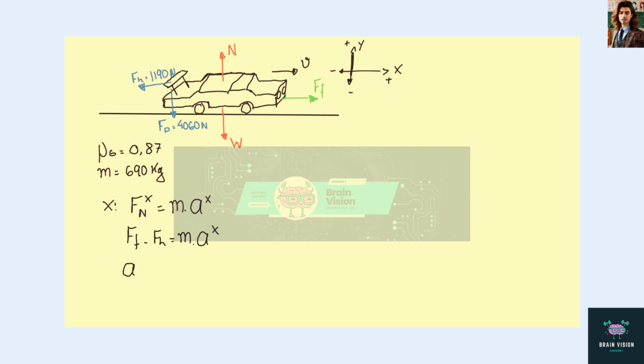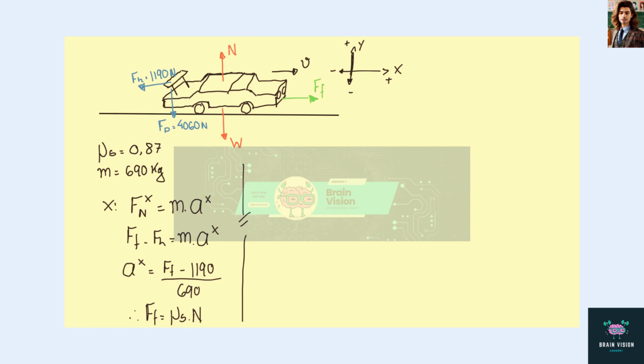Okay, then we can calculate the acceleration of the car as follows. The acceleration of the car in the x direction is equal to the frictional force minus that 1190 force divided by the mass of the car, which is 690. Then, remember that the frictional force is given by the following expression. The frictional force is equal to the static frictional coefficient times the normal force. Again, the car is moving, but we use the static frictional coefficient.